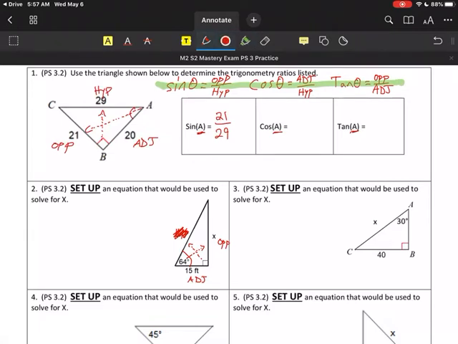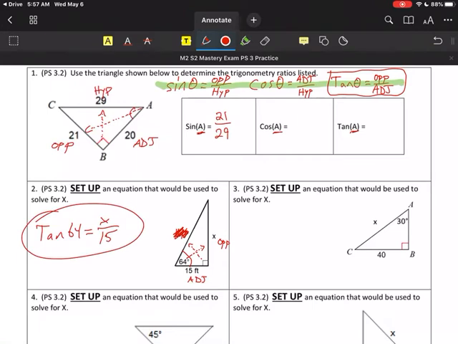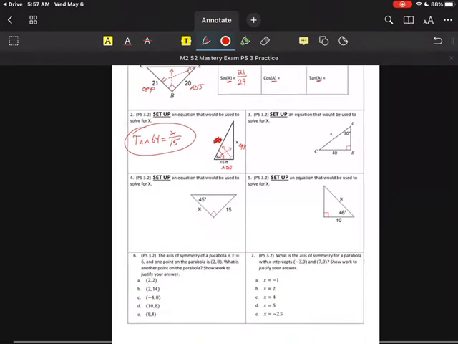Okay, so I'm going to follow this exact formula here. Tan of the angle, which is 64 degrees, equals opposite side, which is x, over adjacent side, which is 15. And I am done. I'm just setting it up. Okay, I'm not solving anything. I'm just setting it up. All right, so you're going to use this to kind of help with your practice.